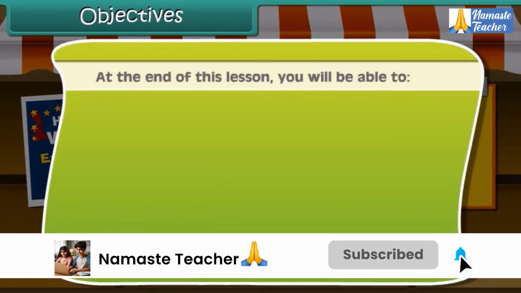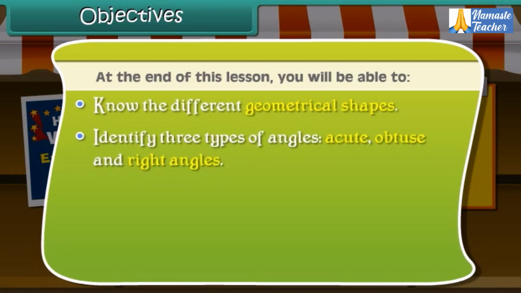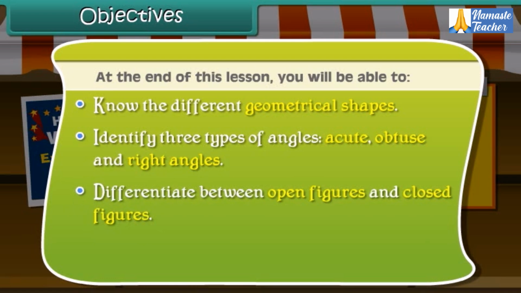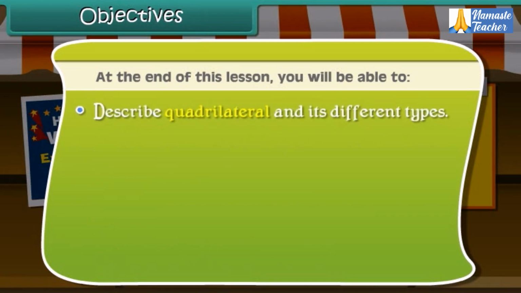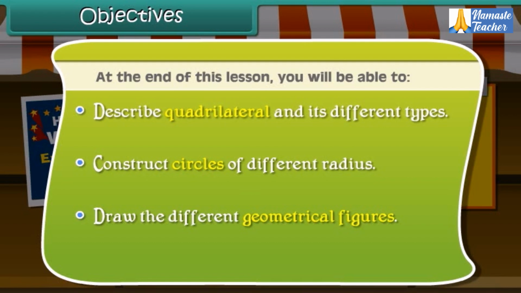At the end of this lesson, you'll be able to know the different geometrical shapes, identify three types of angles, acute, obtuse, and right angles, differentiate between open figures and closed figures, explain triangle and its types, describe quadrilateral and its different types, construct circles of different radius, draw the different geometrical figures.